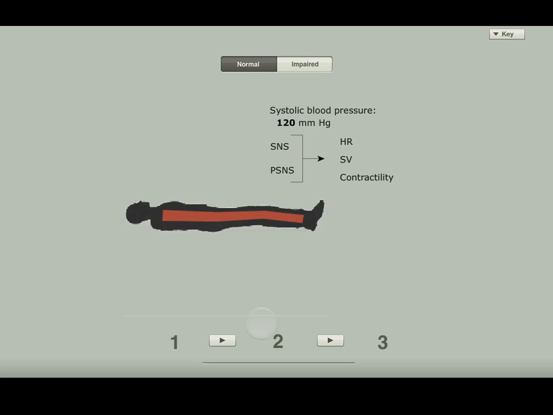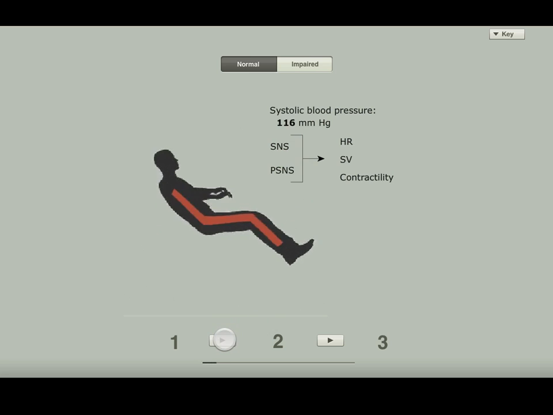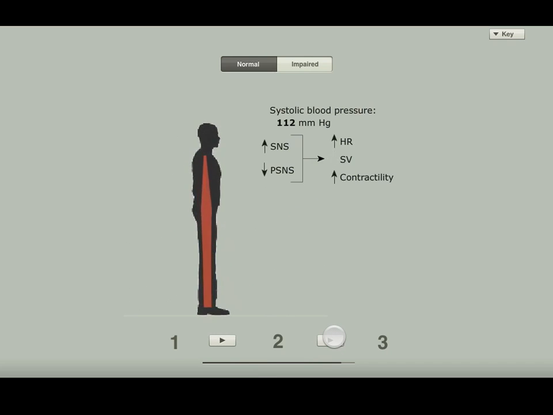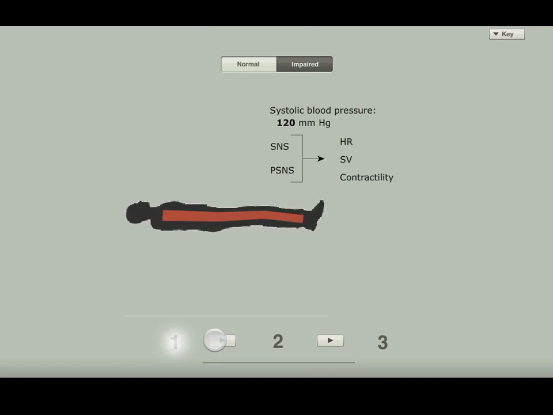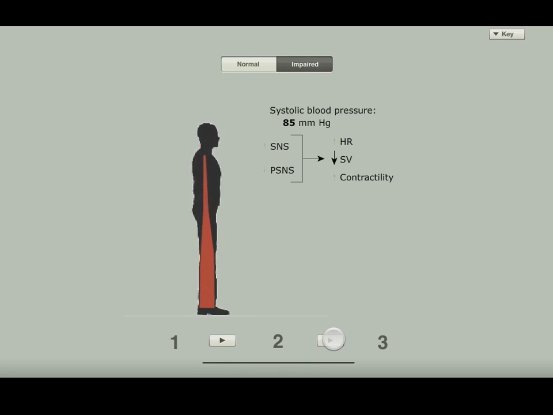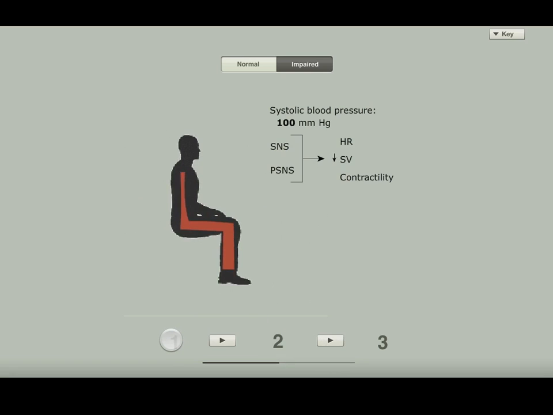You can tap the play button between 1 and 2 to see the body's reaction to going from a lying to a sitting position. You can tap the play button between 2 and 3 to see what happens upon going from sitting to standing. You can choose the impaired state and repeat this process to see what happens when the sensing or affecting mechanisms are impaired, for example, by certain medications or diseases, for example, Parkinson's disease. You can also tap directly on the numbers to jump directly to the lying, sitting, or standing stage.